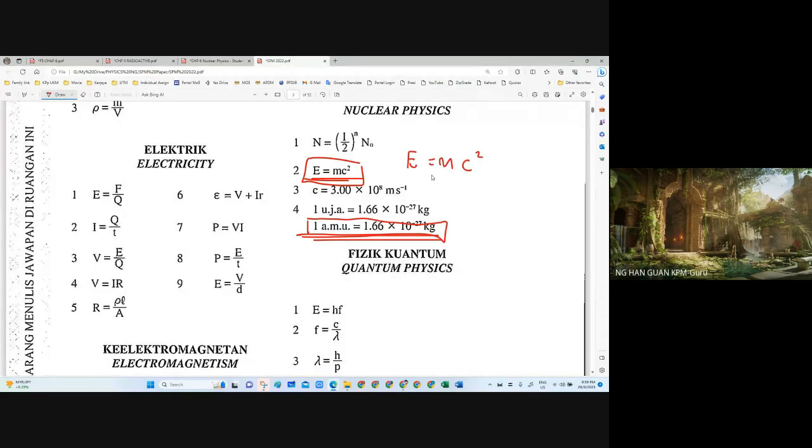There are only 2 possibilities for how they can design the questions. Either it asks you to determine how much energy, or it gives you the energies already and asks you to determine the mass defect. That's all. They have no other possibility, because c is a constant value, the speed of light in vacuum, 3 times 10 power 8 meters per second.